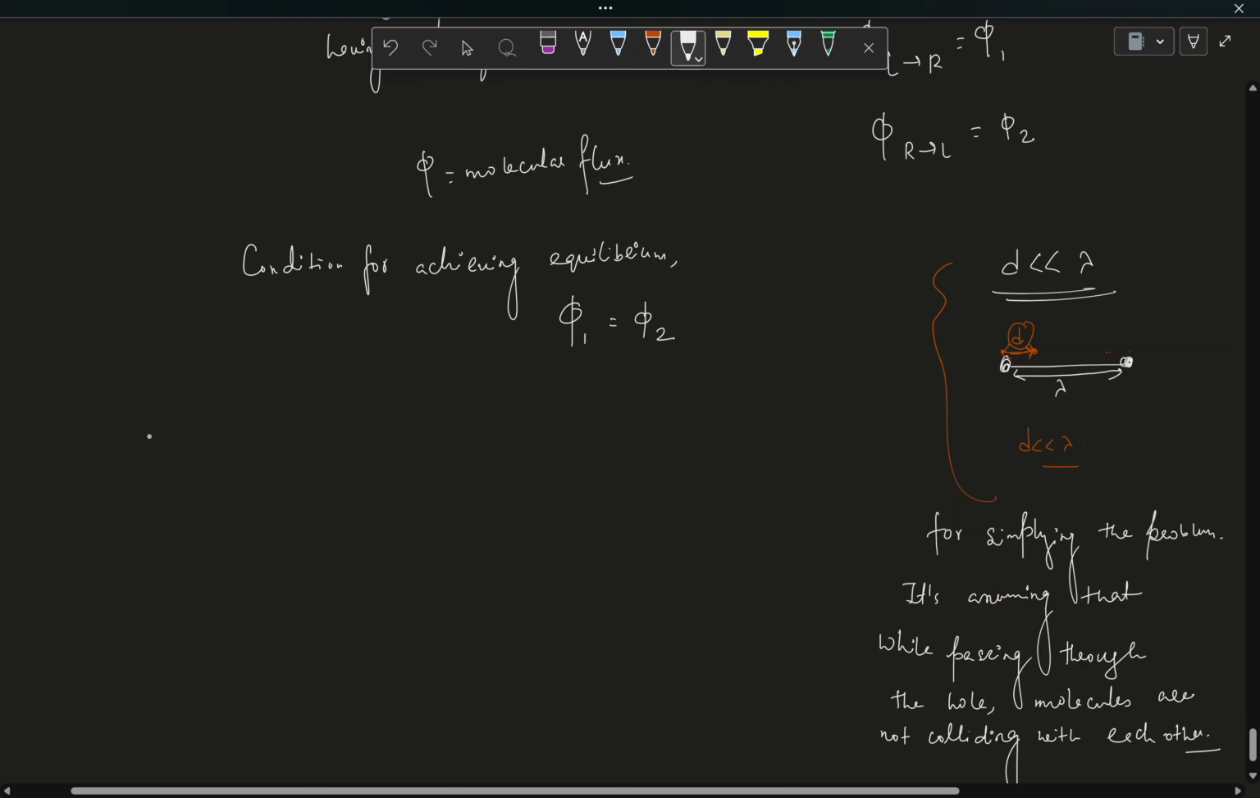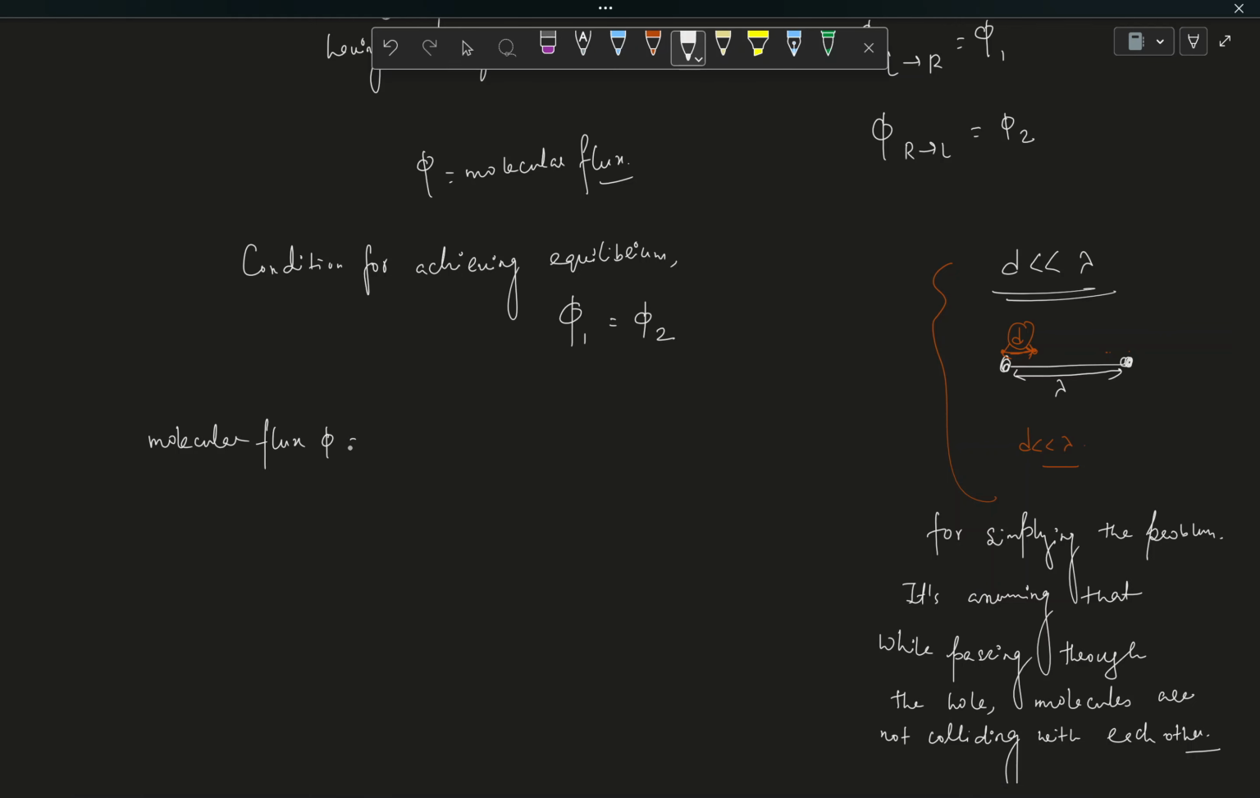Okay, now the molecular flux formula is, so molecular flux phi is 1/4 n C bar. You probably know this formula from the lecture. So this is the standard expression: 1/4 n C bar. Okay, so n is the molecular number density, that means number of molecules per volume, and C bar is again the average velocity, right? So that means this is n by 4 into root over of 8kT by pi m, right?